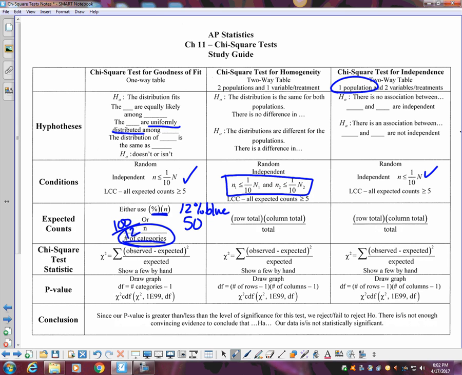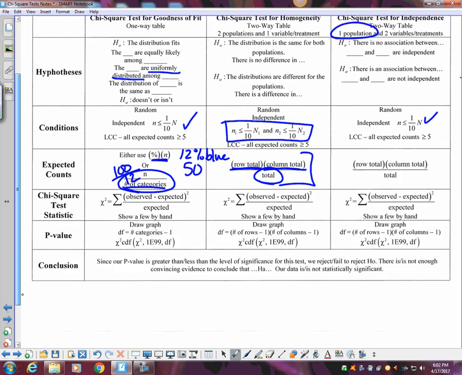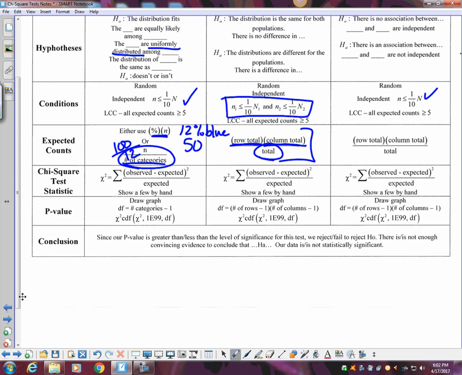If you have a two-way table, and again, this is not on your formula sheet, you have to do row total times column total over the total total. So row total times column total over the total. And you're going to write that formula down. Anything that you think or use, make sure it gets written down. This is on your formula sheet. Do not have to memorize it.